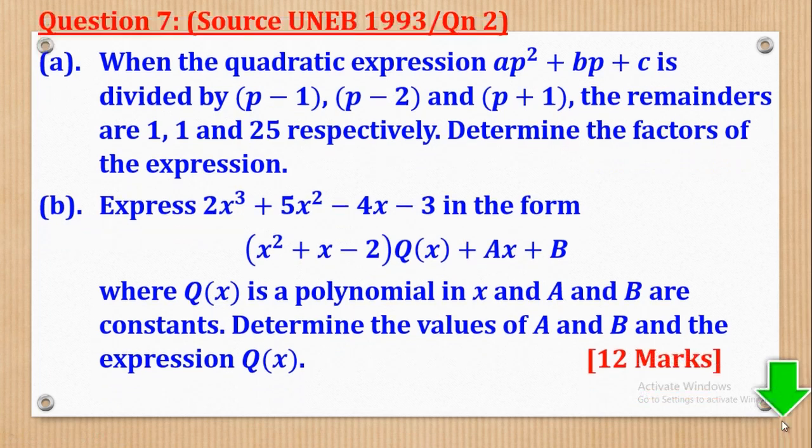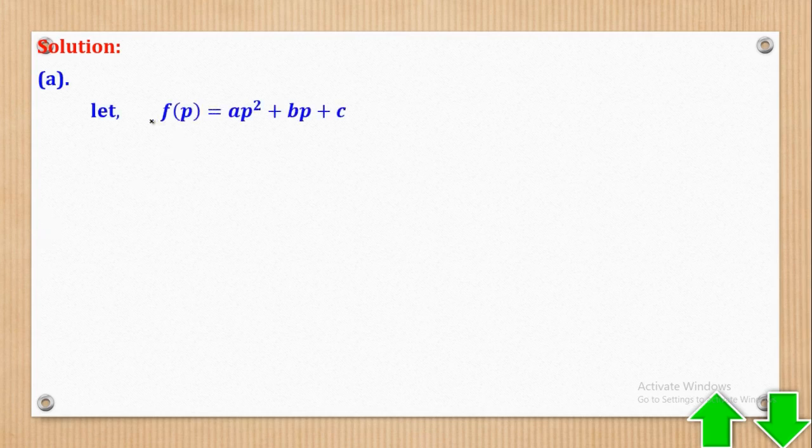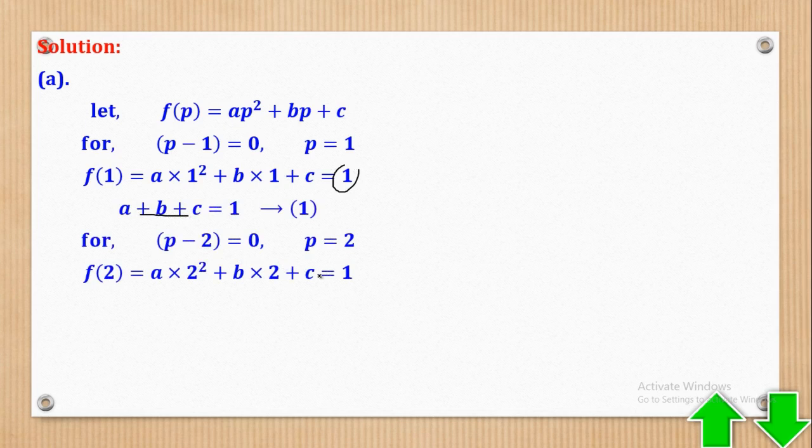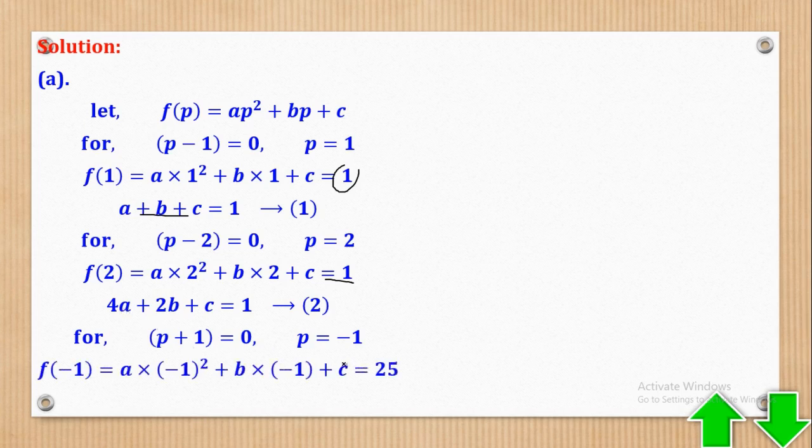So let's start with part A. So let fp be equal to this given function, then shall come and substitute f1, the remainder was 1, so I'll come up with equation 1 as that. What about f2? F2, the remainder is also 1, so I'll come up with equation 2 as that. Then f negative 1, the remainder was 25, so I'll come up with equation 3 as that. So we have 3 equations and 3 unknowns, so we have to solve them simultaneously.